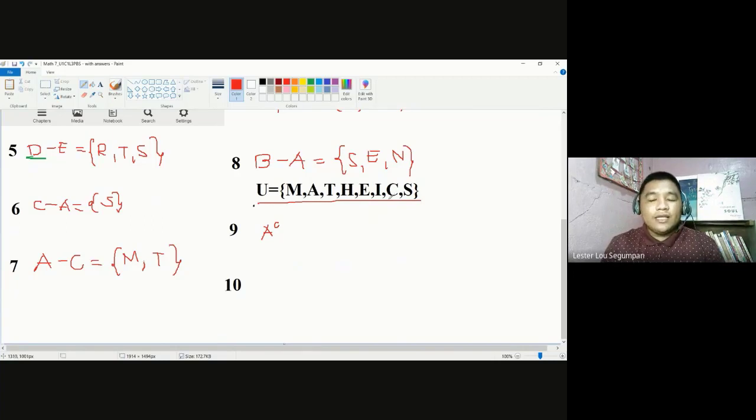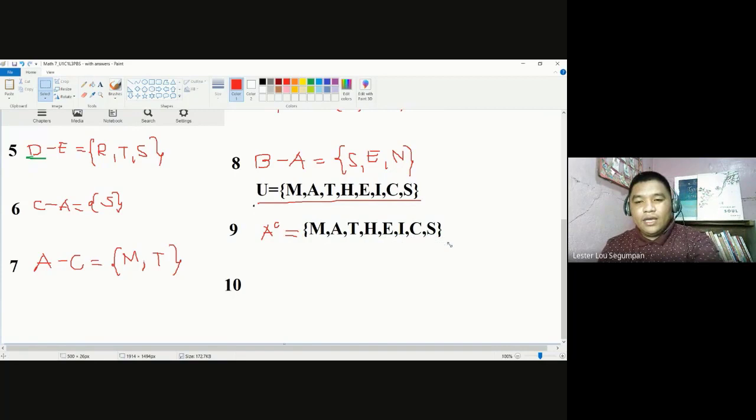This actually uses a process similar to set difference, as we are removing elements. But we are now not concerned with two different sets; we are concerned with the given set and the universal set. So to do this, first, let us copy here the universal set. Okay, this is our universal set, MATHICS. This is not our answer. This is still the universal set.